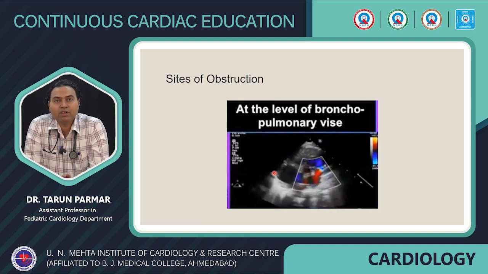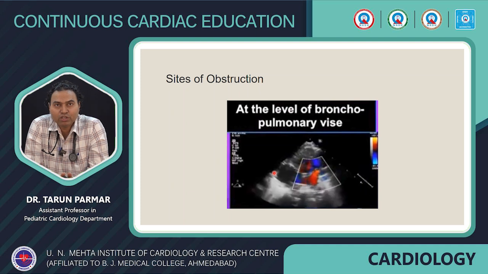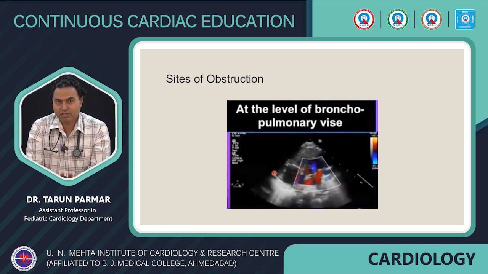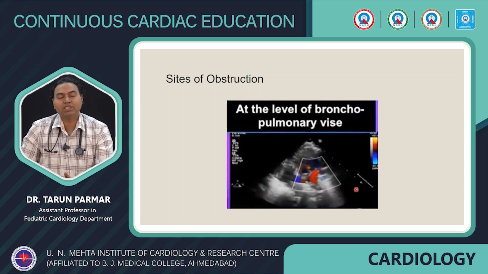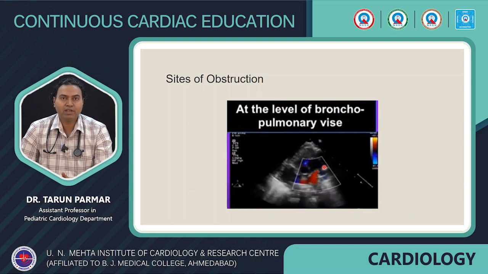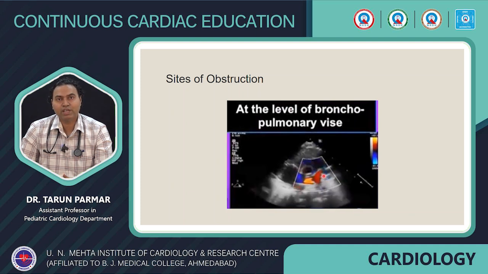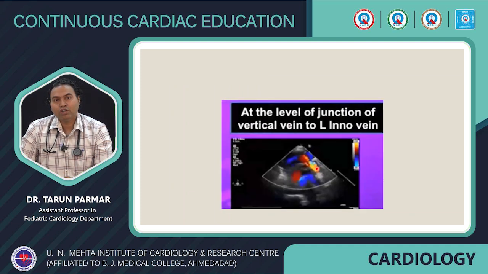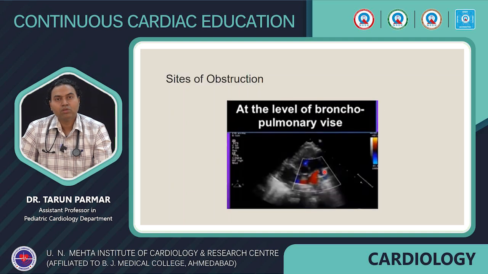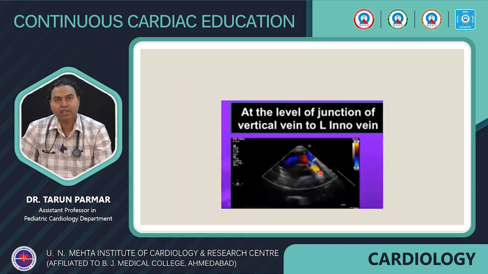So here is the echocardiographic representation of the site of the obstruction. Here we can see at the level of the bronchopulmonary vise or hemodynamic vise, as we have described, this ascending vertical vein is compressed between the LPA anteriorly and the left mainstem bronchus posteriorly. So there is a mosaic or turbulence pattern, and there is a gradient.